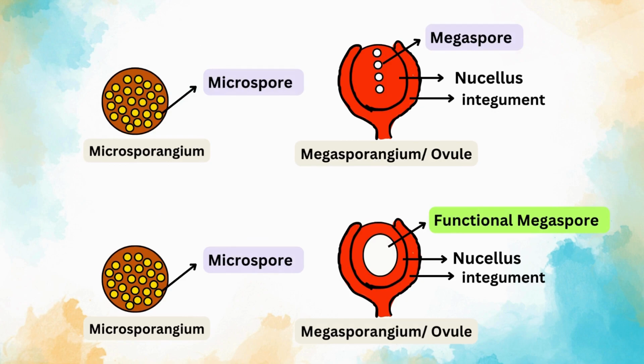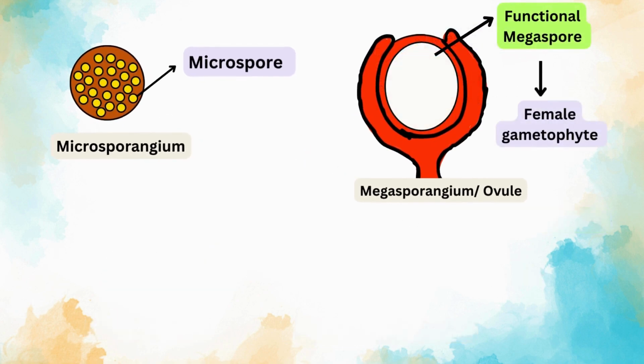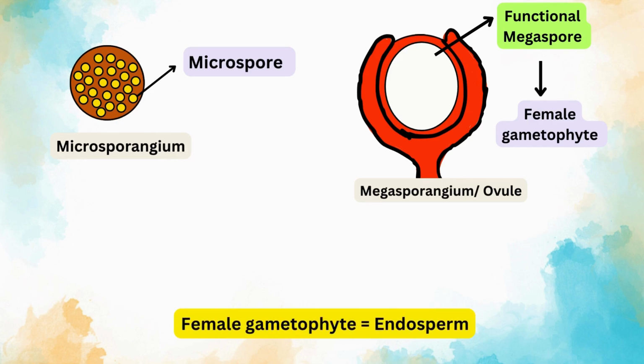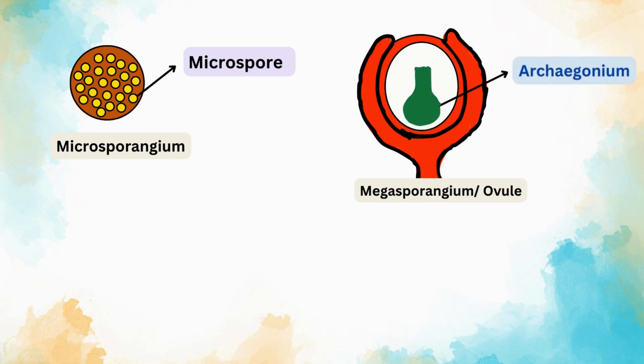Now out of these 4 haploid megaspores, 3 get degenerated and only 1 is functional. This functional megaspore will be known as the female gametophyte. And in case of gymnosperm, the female gametophyte is equivalent to the endosperm. That means the endosperm is formed before fertilization and it's haploid in nature. Now this female gametophyte will bear the archegonium.